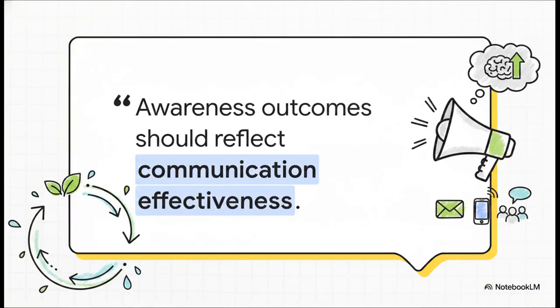Here is the golden rule of combined auditing. Awareness outcomes should reflect communication effectiveness. You literally cannot effectively evaluate an employee's awareness of environmental impacts without also examining the frequency, the method, and the clarity of the communication they received. If awareness is low, well, the communication process is broken. The two are intrinsically linked.